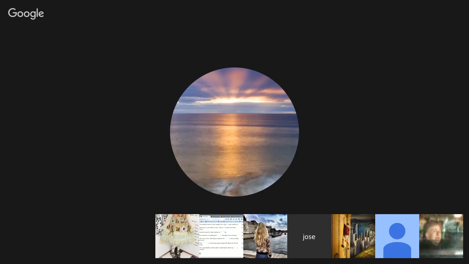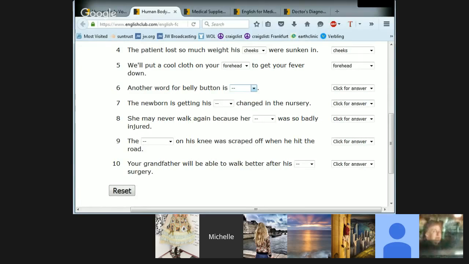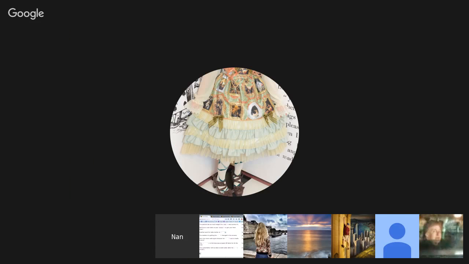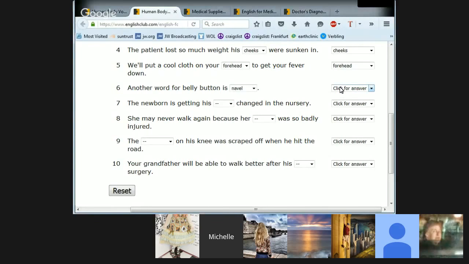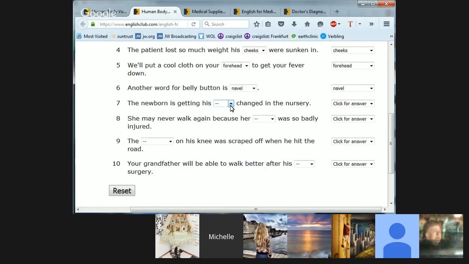I don't know. Stomach? No. That's close. It's okay. I'll read the other ones to you. It's not stomach, so it's either knee, navel, or chest. Knee? No. Maybe navel. Navel. Yeah, it's true. Navel. So sometimes it's called your navel.